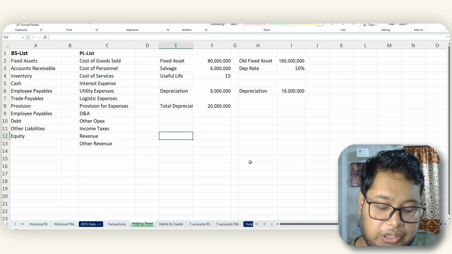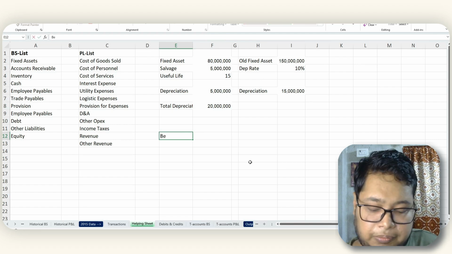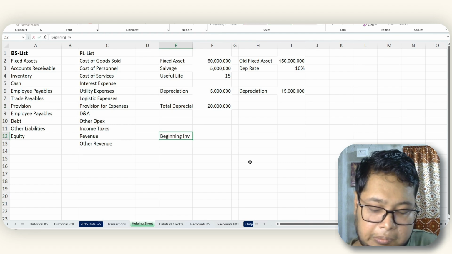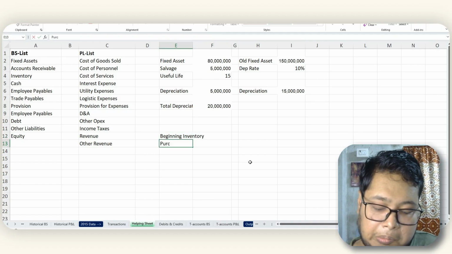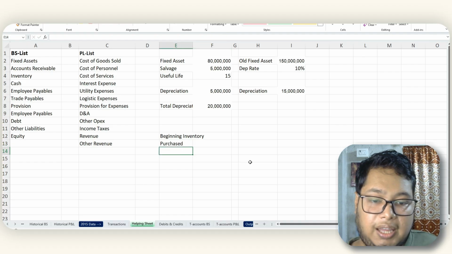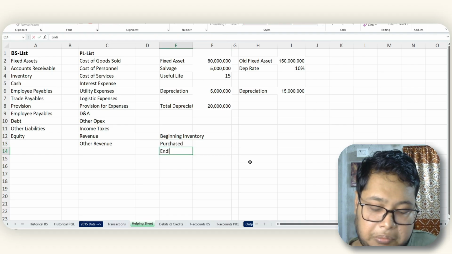First of all, check with the old inventory, or beginning inventory we can call it. Then we have purchases in this year, whatever inventory we have purchased, and ending inventory, that also we have been given.